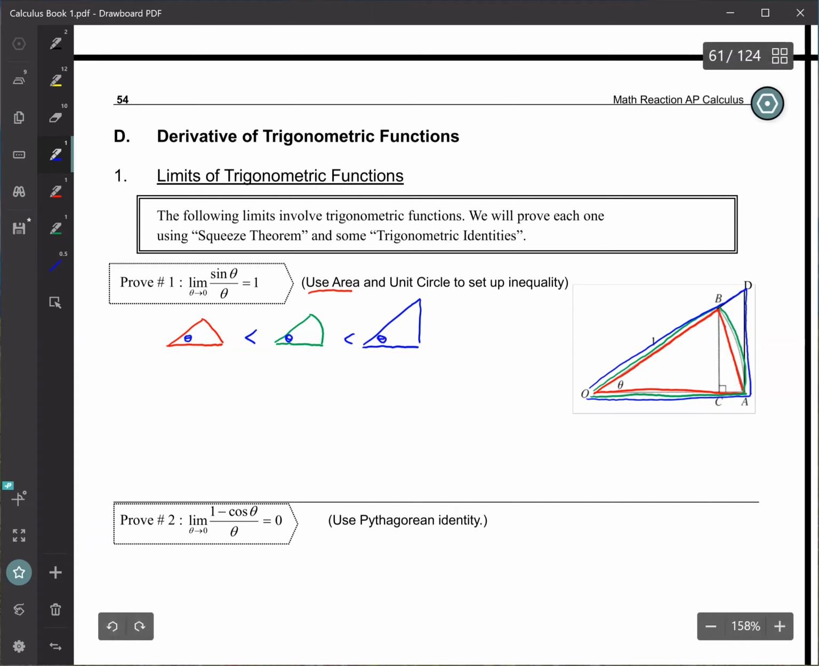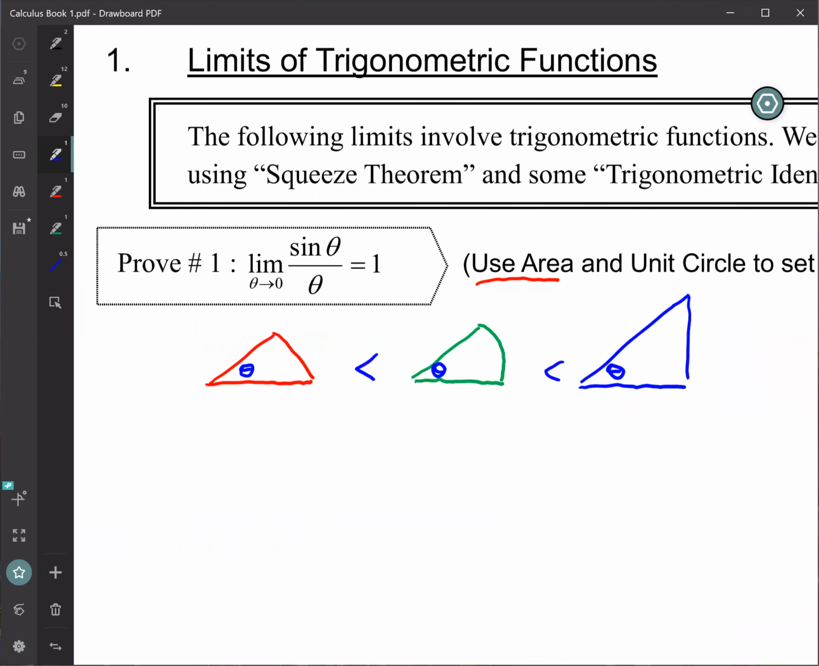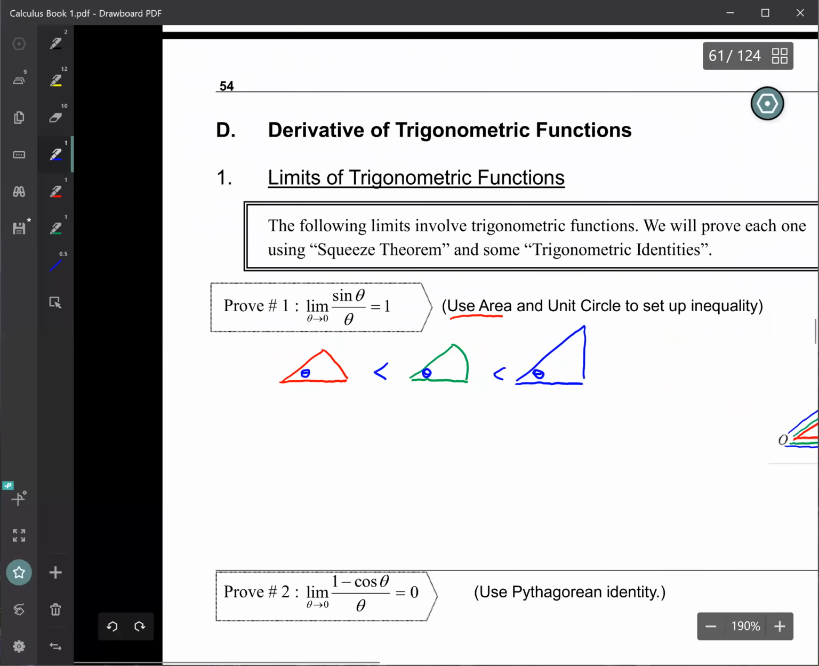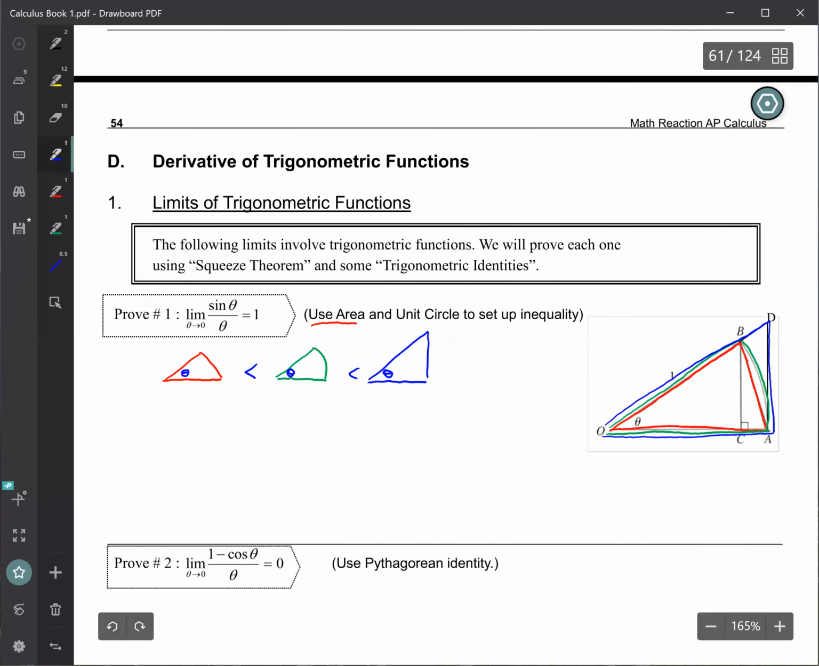If you look at the question, the first one that we want to show, if we just sub in 0, you get indeterminate. Sine of 0 is 0, and the denominator of 0 is also 0. So you cannot find it by substitution. And there's no factoring, we cannot simplify or cancel out. So the only way to go is to use the squeeze theorem. In the squeeze theorem, we need to find 3 things, to make a sandwich. So this is the inequality we want to use.